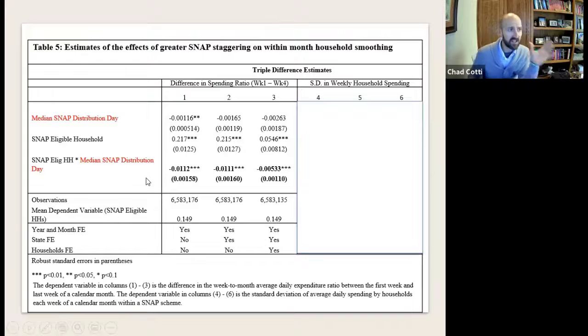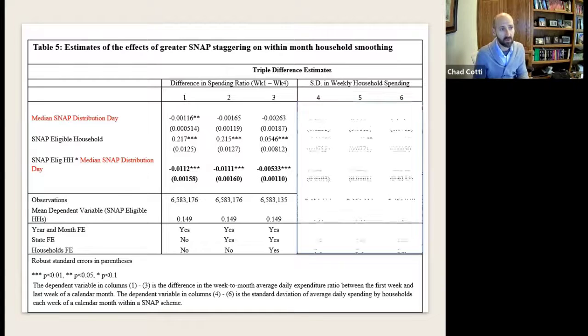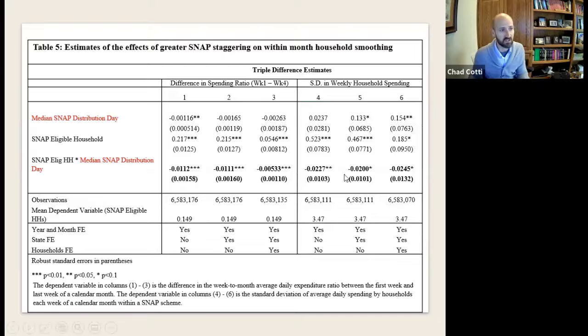And so what we would expect to see here is as the state's median distribution day increases, the average household is receiving its benefits more misaligned with the calendar month. So if that's leading to more smoothing, we should see this value go down or be negative, and that's what we're observing, right? That the gap or the spread between week 1 and week 4 is shrinking. And in column 3 here, this is with household fixed effects. So the identification here is only coming from households that are in states where the state itself changed its distribution scheme. And then in the second panel, we're looking at the standard deviation, same kind of story.